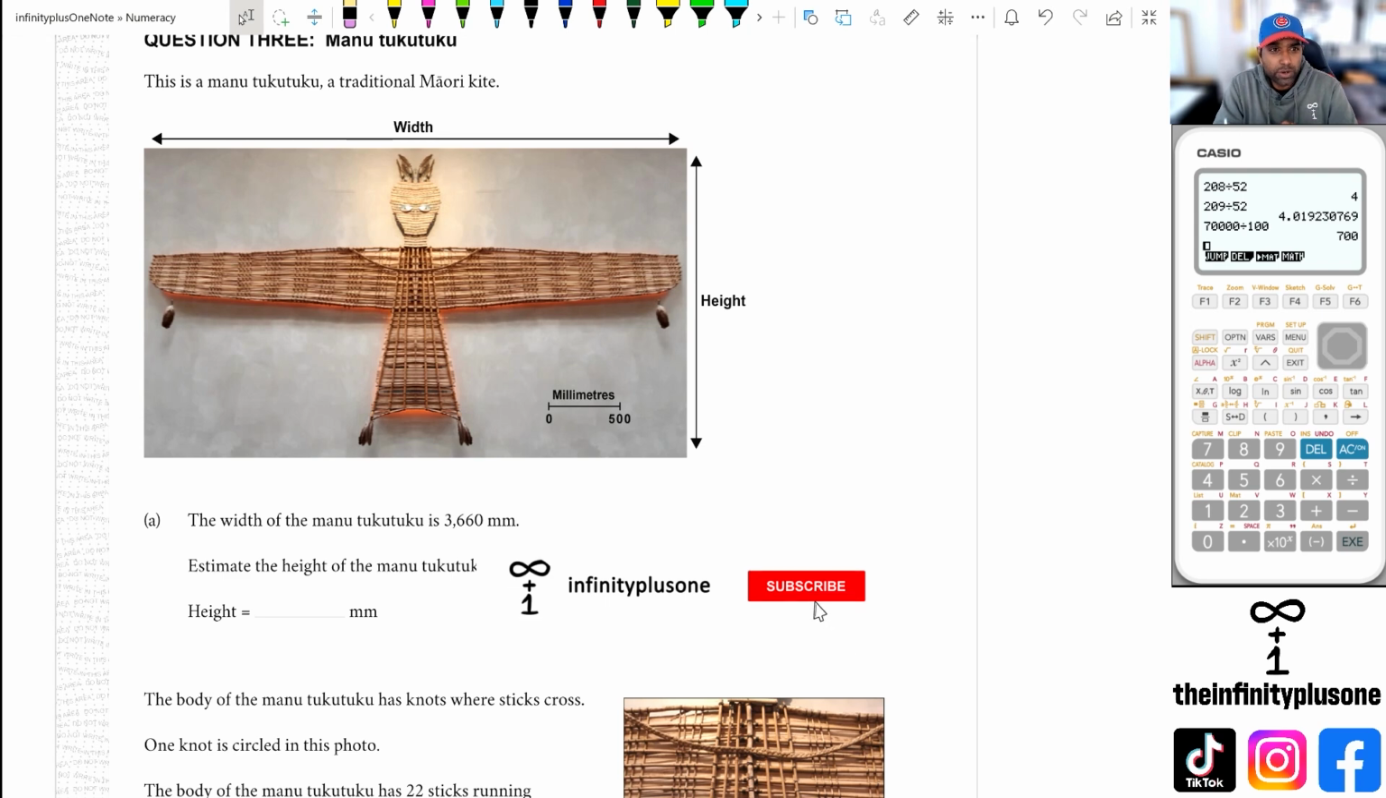All right, so for question 3, what we've got is a manu tukutuku, a traditional Maori kite. We've got the width, which is 3,660. So this is this distance here. And we've got to figure out what the estimate of the height is. Now, looking at this, it's tempting to just measure it and figure it out that way. There's a couple of ways you could do this, because the first thing is that you've been given a scale, right? So you could use that scale to try and work out what the height is.